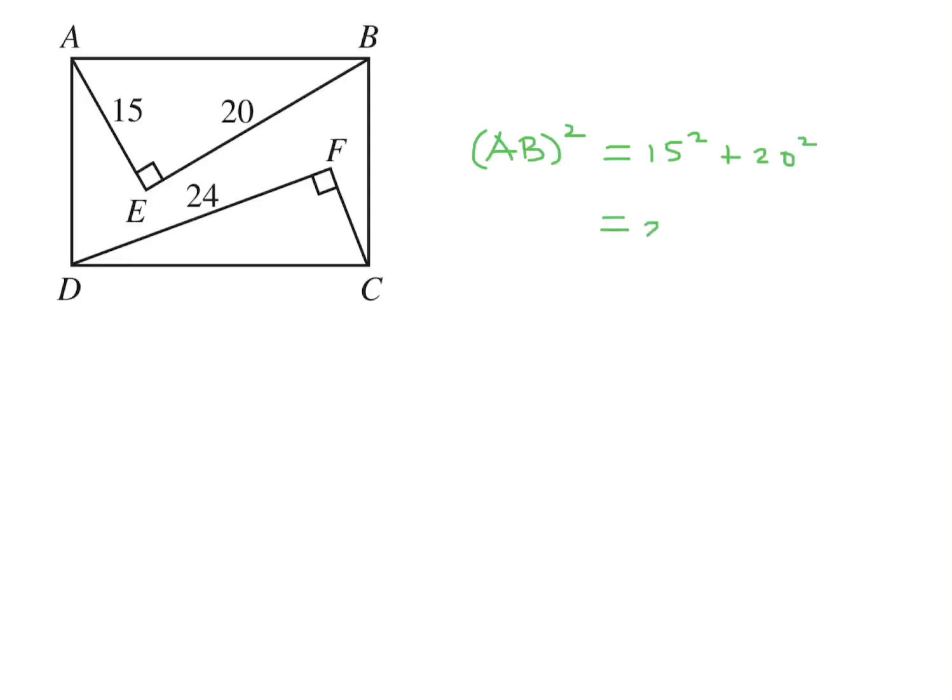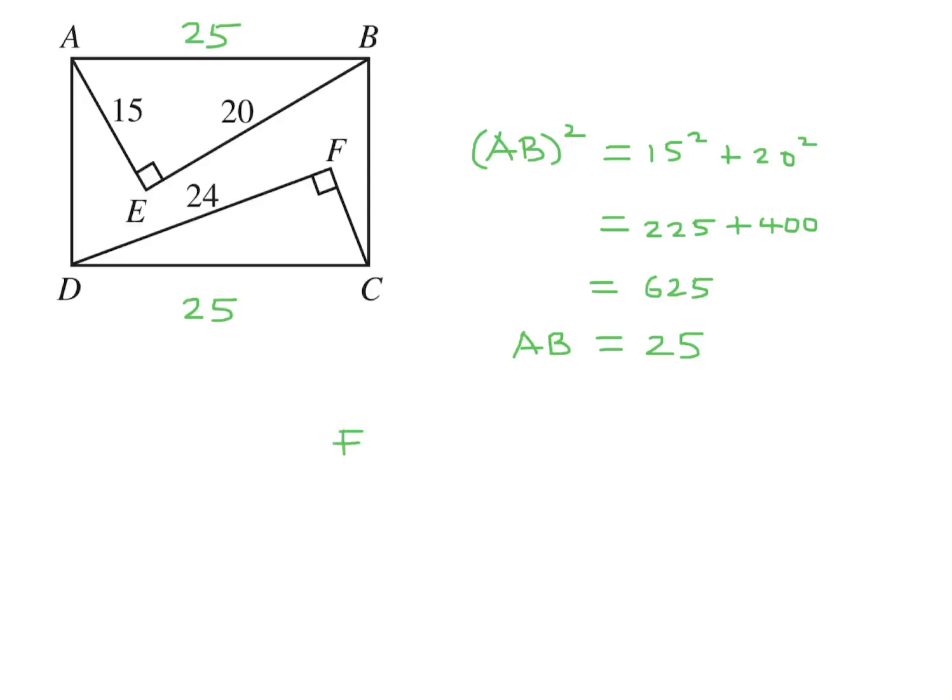So this gives me 225 plus 400, which is 625. And therefore AB, if you take the square root of that, will be 25. So I'll write that in there like that. And now, since this is a rectangle, DC is also 25. And now I can once again use Pythagoras to calculate FC, our required length.